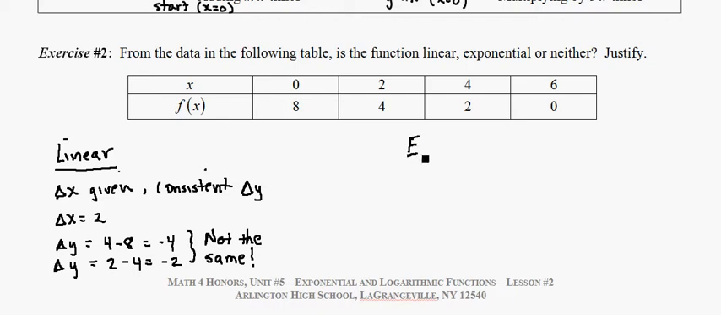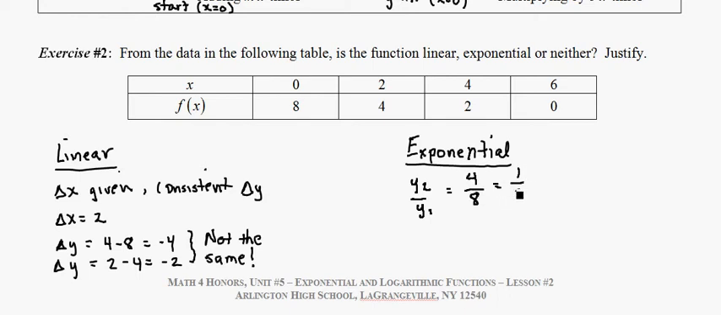All right, let's try exponential. To test to see if this is exponential, what we need to see is, the key with exponential is that the ratios of consecutive y values have to be the same. So let's take a look at y2 to y1. In this case, 4 to 8 would give us a ratio of 1/2. Now remember what that ratio means is it's literally what I'm going to be multiplying this by to get that.